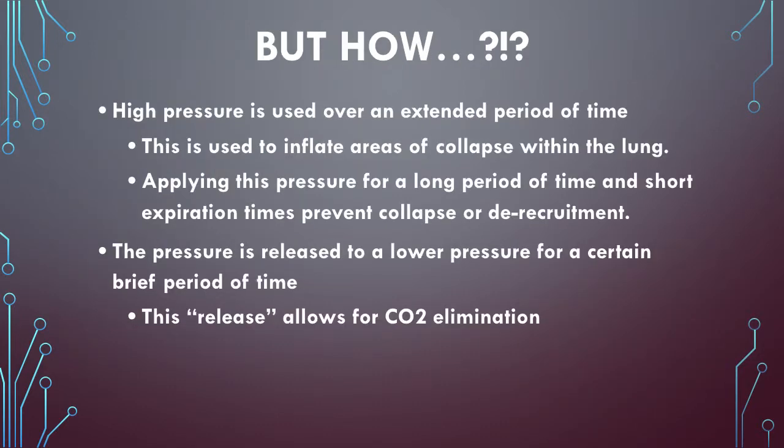How does it do it? It's a high pressure used over an extended period of time, which essentially you mean airway pressure. And this is used to inflate the areas of collapse within your lung. Applying pressure for a long period of time and short expiratory times prevent collapse or de-recruitment. And the pressure is released to a lower pressure for a certain brief period of time. That's going to be your time low, your T low, which is going to be your ventilatory part of this mode, and that helps for CO2 clearance.